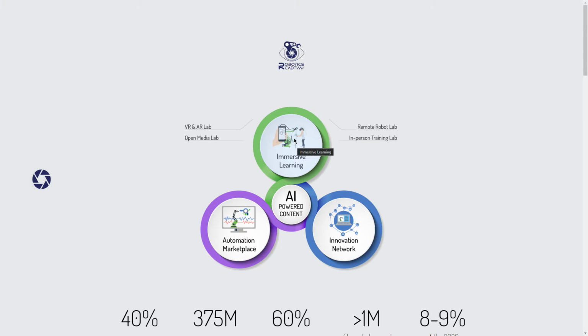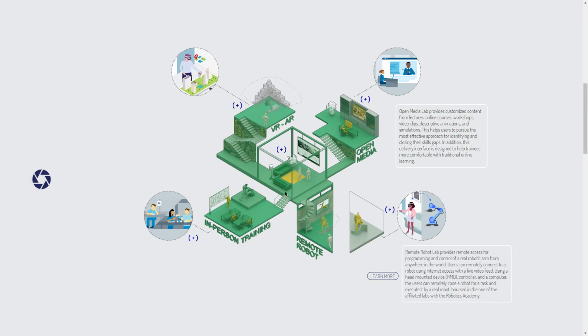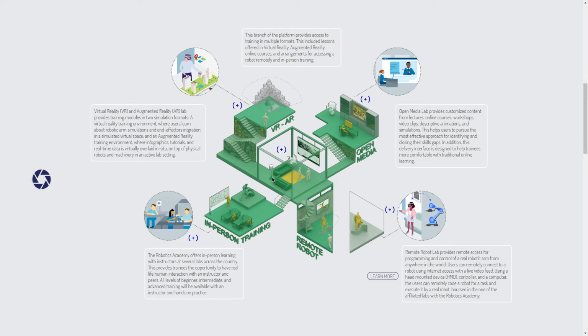Clicking on the Immersive Learning button will take you to the Immersive Learning 2D diagram. In the 2D diagram, there are 5 different buttons showing you more information about each section of Immersive Learning. By clicking on these, a text box will appear on the 2D diagram. If a user wants to learn more, they'll click on the Learn More button on the bottom.